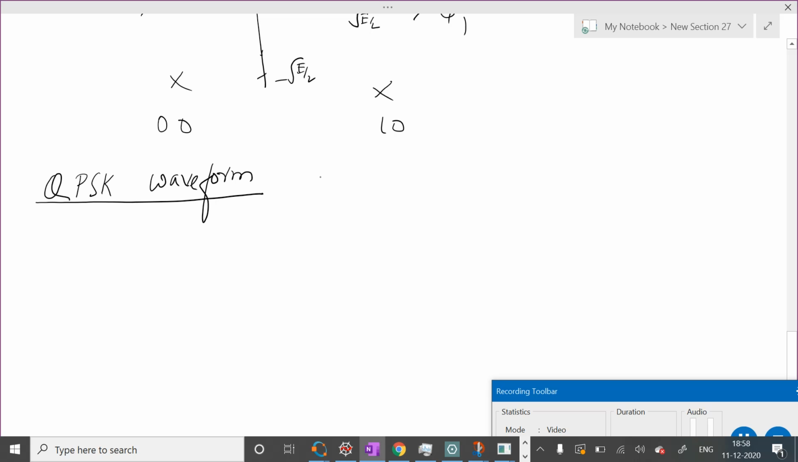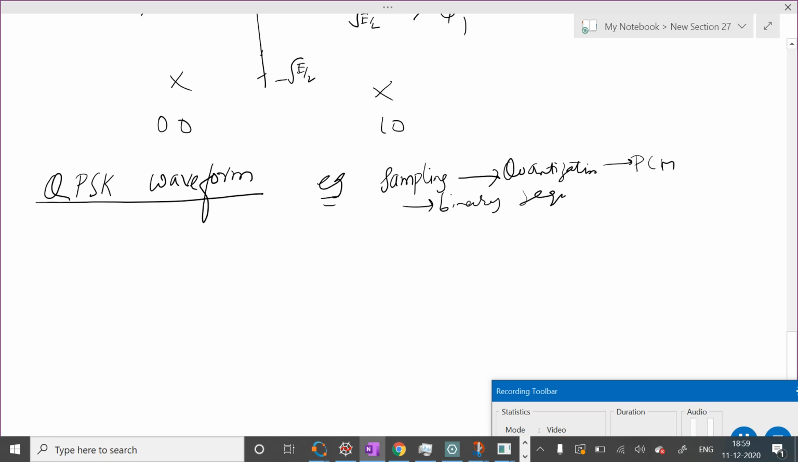So let's suppose that we have done sampling. So this is the step. Then we have done quantization, then pulse code modulation, and now we have some binary sequence we transmitted. Now let's suppose the binary sequence is 0 1 1 0 1 0 0 0. Suppose this is one part of the sequence which we want to transmit.